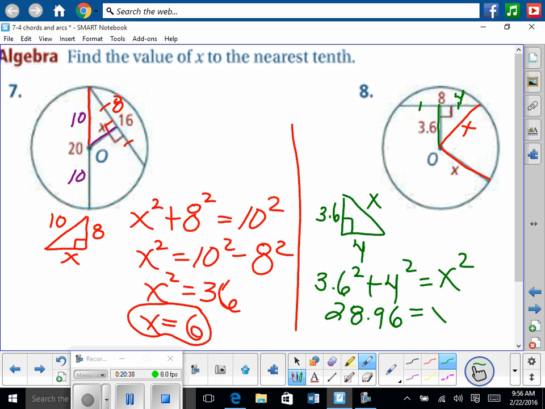0.96 is equal to x squared. Then we'll square root it, right? So x is equal to, round to 1 decimal place, because look, our picture had 1 decimal place, that's why we go with 1 decimal. 5.4. Yeah. So x is 5.4. Questions on how to do those?